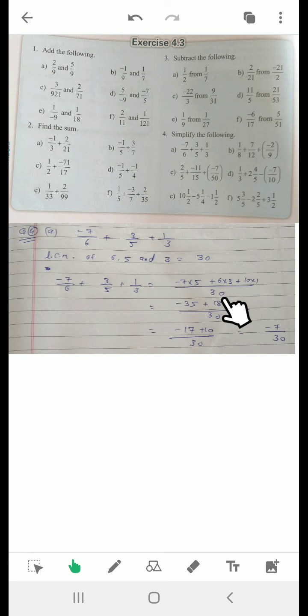Divide the LCM by each denominator. 30 divided by 6, you will get 5, multiplied by minus 7. 30 divided by 5, you will get 6, multiplied by the numerator 3. 30 divided by 3, you will get 10, multiplied by the numerator 1. Then you will get minus 35 plus 18 plus 10. After solving minus 35 plus 18, you will get minus 17. Then plus 10. So minus 17 plus 10 will be minus 7 upon 30. How we solve these things, I explained in the integers chapter.